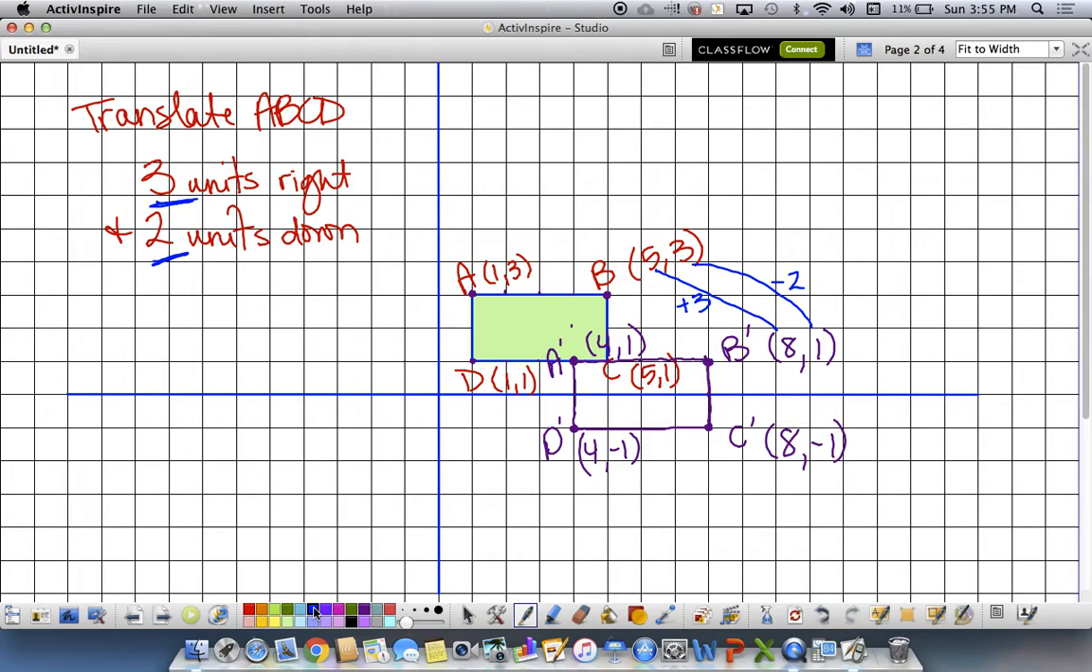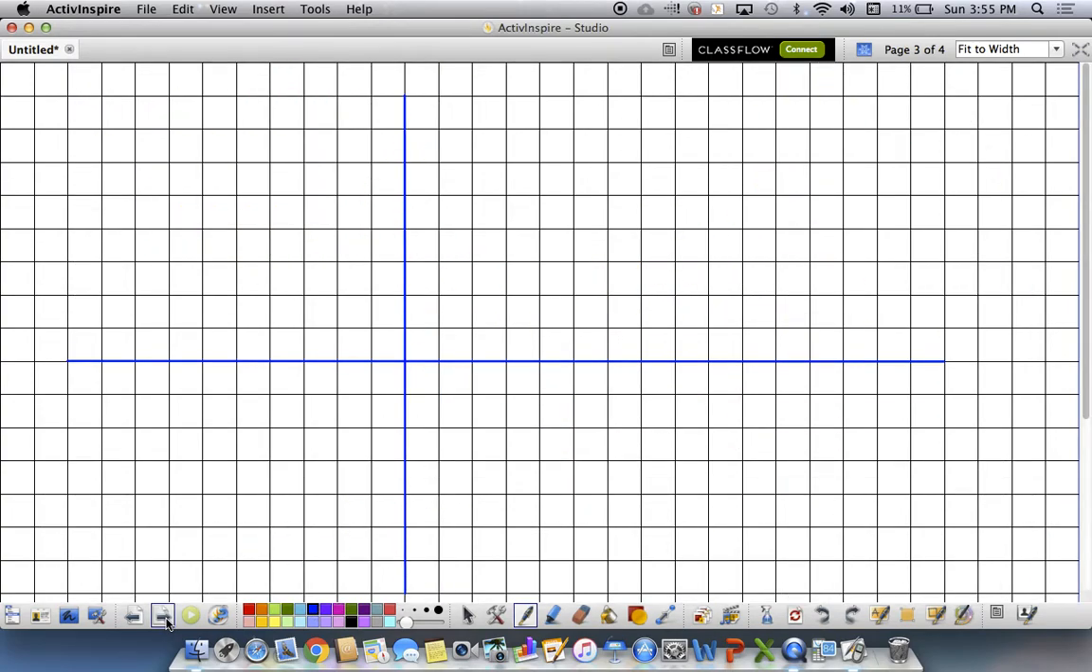Okay? It's called mapping notation. Okay? We'll have mapping notation with all of our transformations. Okay? I'm going to go ahead and go to the next page. I think I've got a few grids done. So we're going to talk about mapping notation.